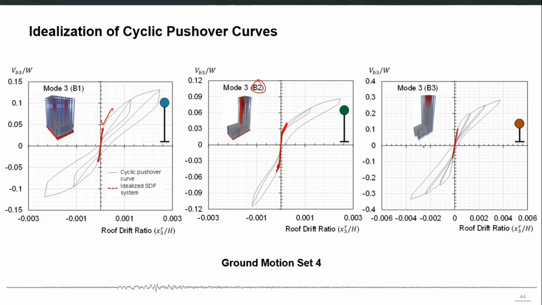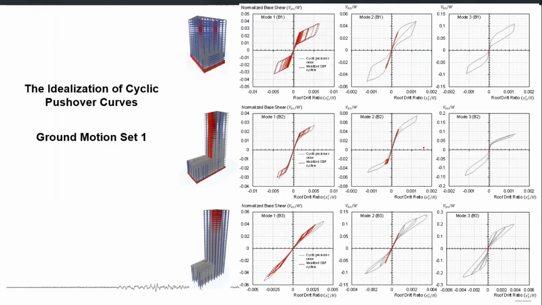So all modes do not experience the same level of nonlinearity under the same earthquake. The first mode experiences the most, and depending upon the height of the building, sometimes the second mode may also yield, but the third and fourth modes, and higher modes, may remain elastic. So this is a summary for another ground motion. Here you can see first mode significant yielding, second mode less yielding, and third mode almost linear elastic.